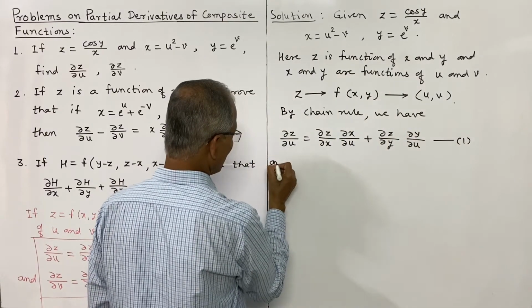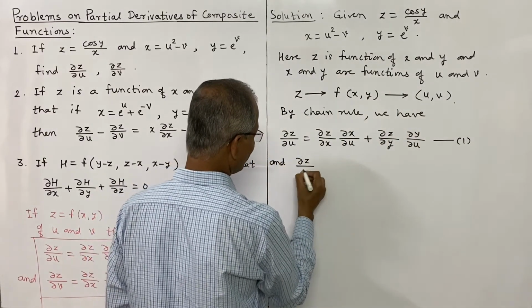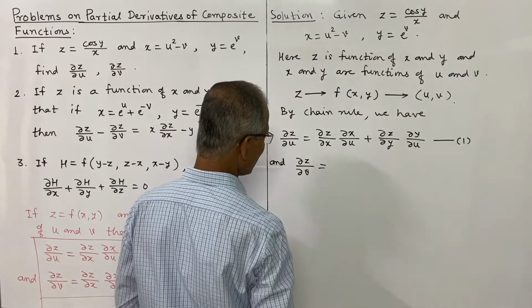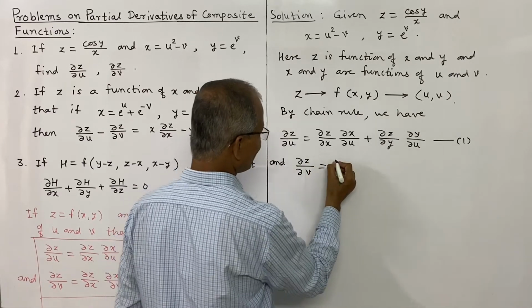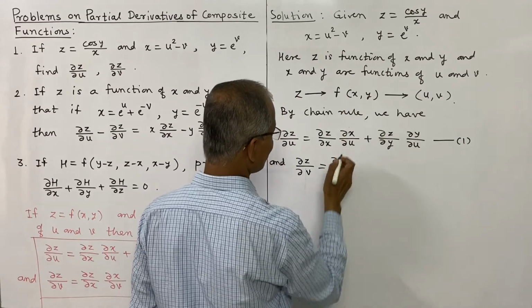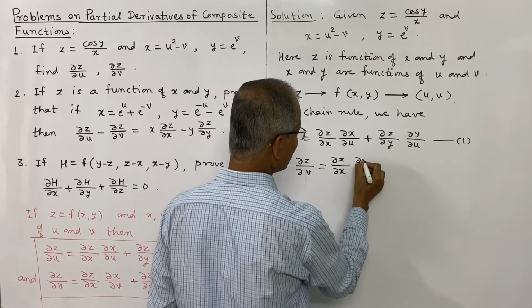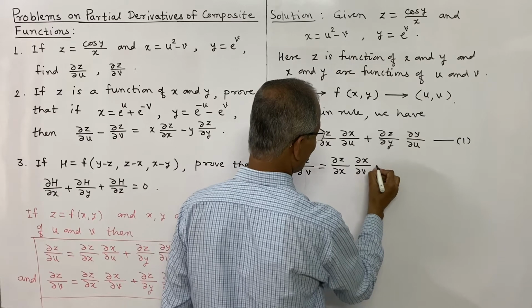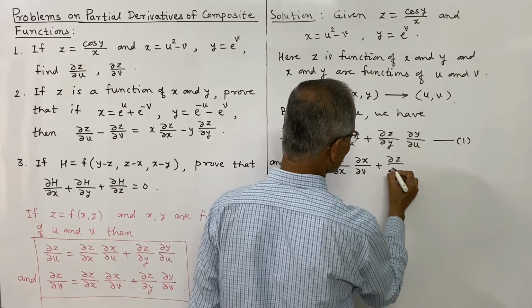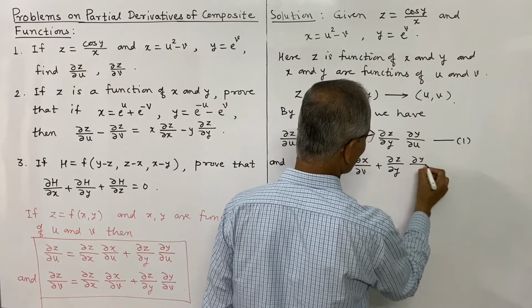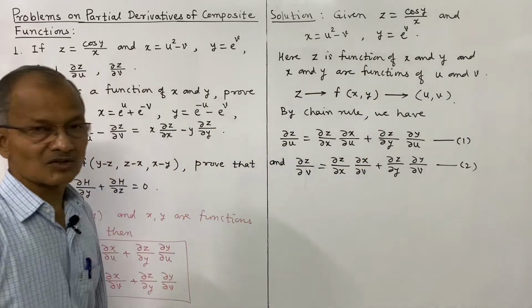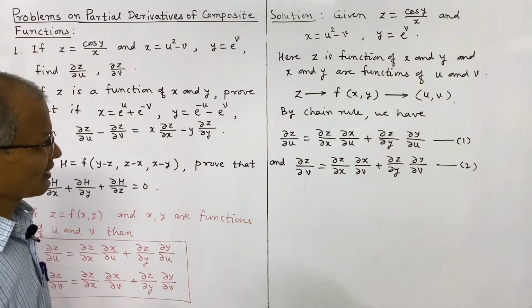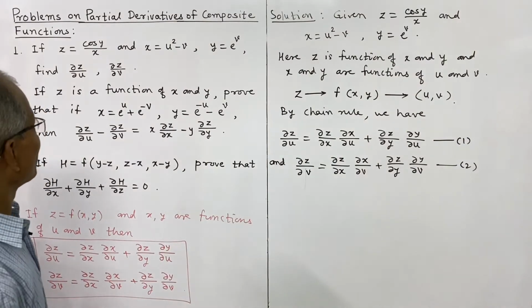And what will be dou z by dou v? In place of u, we have to write v. So that will be the partial derivative of z with respect to x, into the partial derivative of x with respect to v, plus the partial derivative of z with respect to y, into the partial derivative of y with respect to v. That is the chain rule, and it gives both the derivatives.